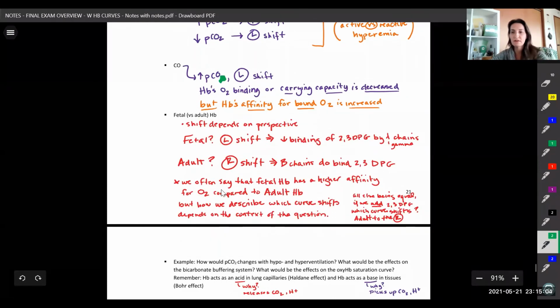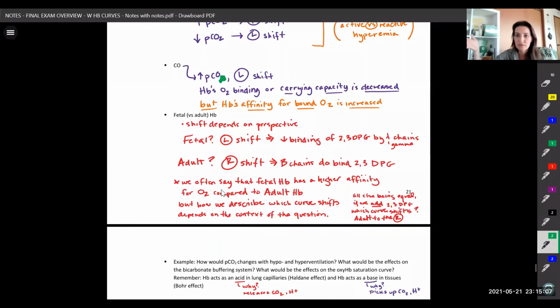The example I give here is that if I say all else being equal, right, the amount of hydrogen ions we have present and the partial pressure of CO2 are equal for the fetal and the adult hemoglobin in this scenario. And if we add 2,3-DPG, which curve actually shifts? The one that's going to shift is the adult curve. It's going to shift to the right compared to the fetal curve, because we've now added this extra substance that helps to decrease hemoglobin's affinity for oxygen even further.